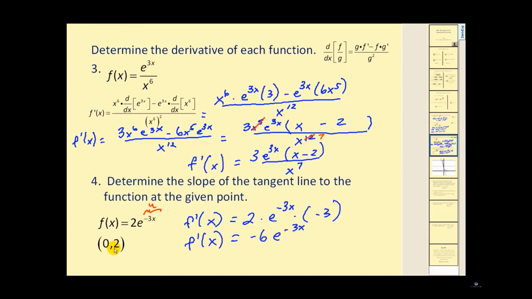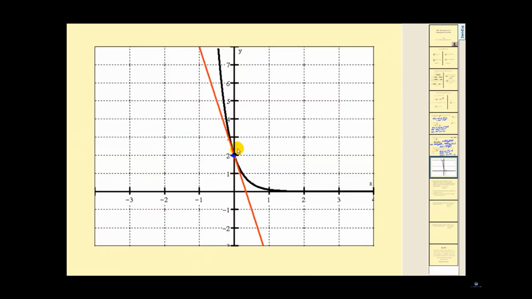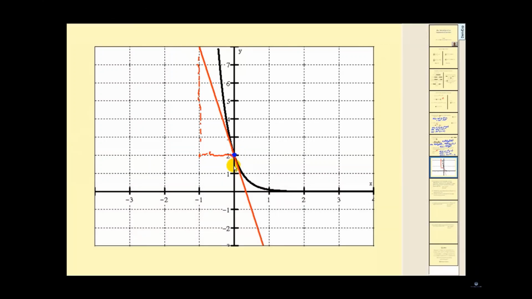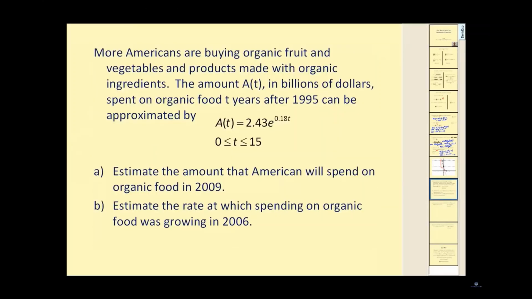If we want to find the slope of the tangent line at this point, we need to evaluate this function at x equals 0. Of course, e to the 0 would be 1. Negative 6 times 1 gives us a slope of negative 6. Let's go ahead and graph this function and check our work. So here's our function, here's our point of tangency. The question is, does this line have a slope of negative 6? If we start up here and go down 6 units and right 1, we have the correct line, which verifies our work. Let's go ahead and take a look at one more application question.